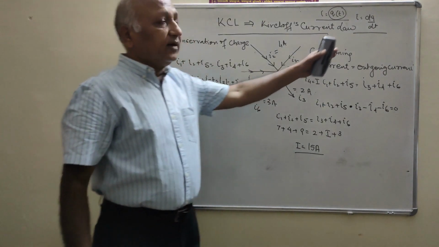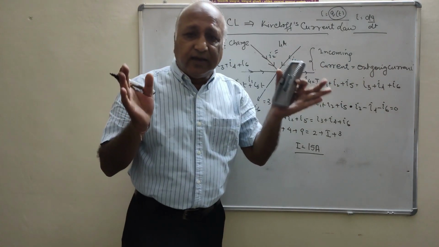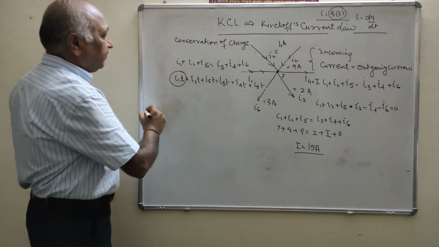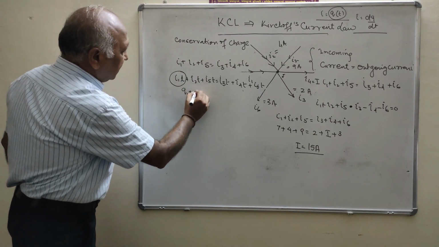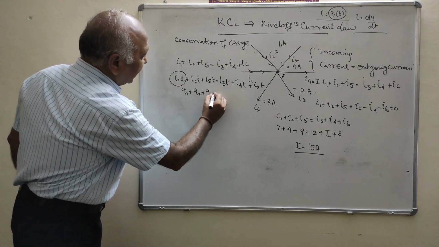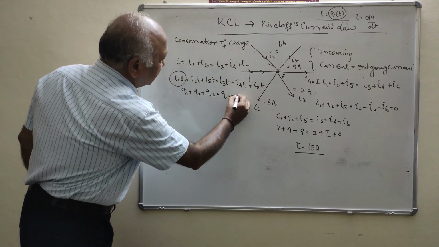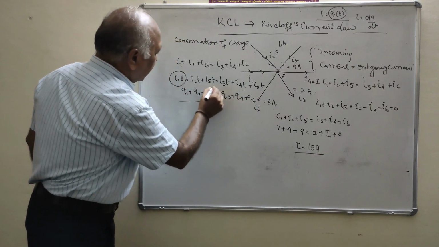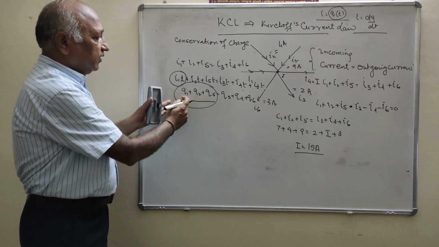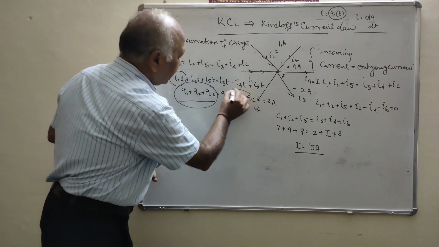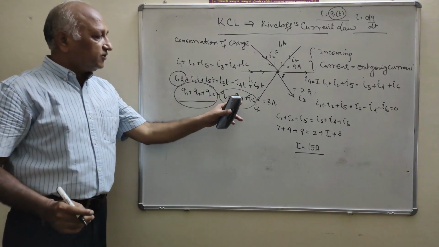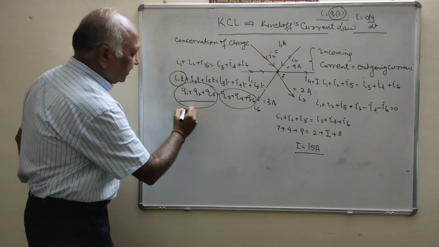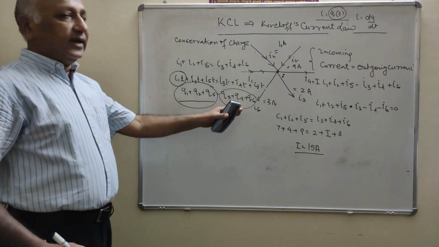Clear? And you know what the current is? It is simply the rate of flow of charge. That means when I1 is multiplied with t, that is Q1 plus Q2 plus Q5, that is equal to Q3 plus Q4 plus Q6. Clear? The incoming charge is Q1 plus Q2 plus Q5. What is the outgoing charge? That is Q3 plus Q4 plus Q6. Clear? That means the incoming charge is equal to the outgoing charge.